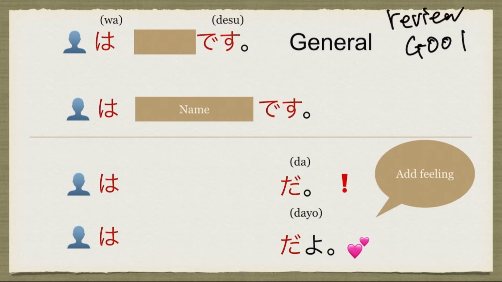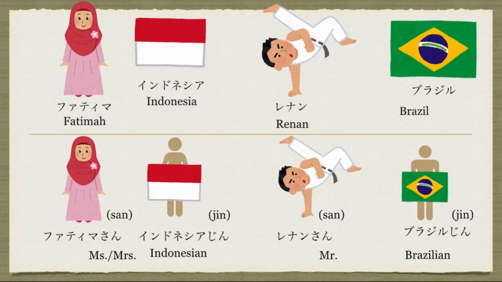one of the characters in Demon Slayer. He is always crying, so he is a bit garish. He said, 俺は吾妻善逸だよ。You can add feeling using だ or だよ instead of です。But the formal way to say it is 私はキキです。何々は何々です。Today we will learn new vocabulary.